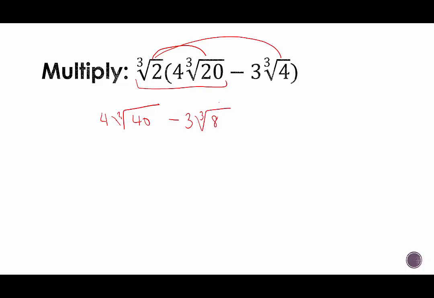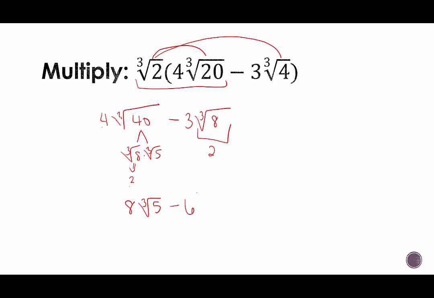Now what we're looking for under the radical are perfect cube factors. 40 has a perfect cube factor of 8. It could be the cubed root of 8 times the cubed root of 5, and then the cubed root of 8 is equal to 2. So now we have a regular 4 and a regular 2, which is going to be 8 times the cubed root of 5. Here we have 3 times the cubed root of 8. Well, the cubed root of 8 is 2, so that would just be 3 times 2, minus 6.